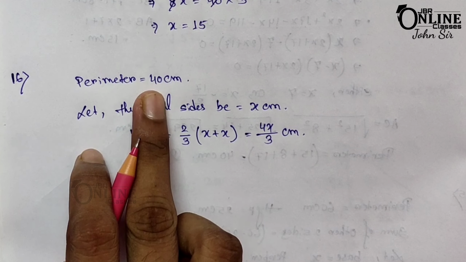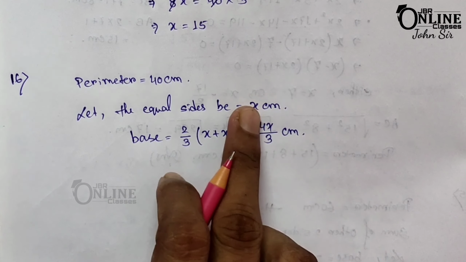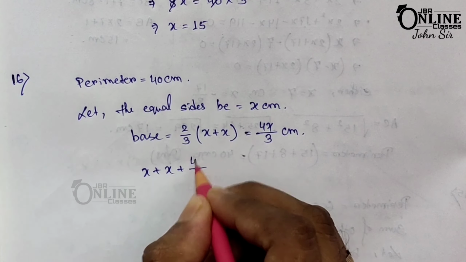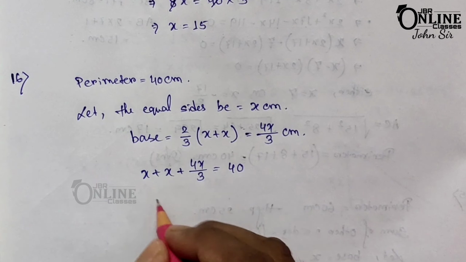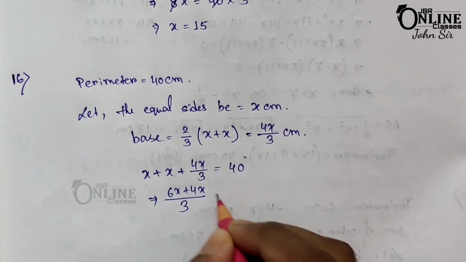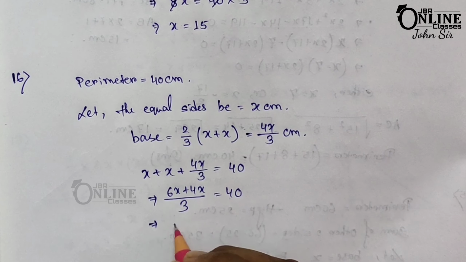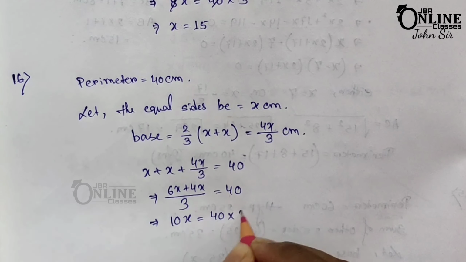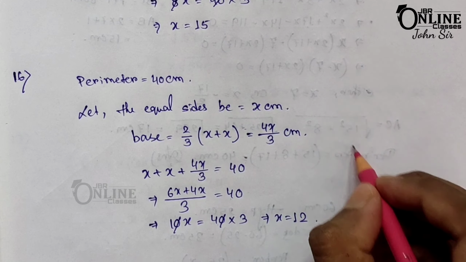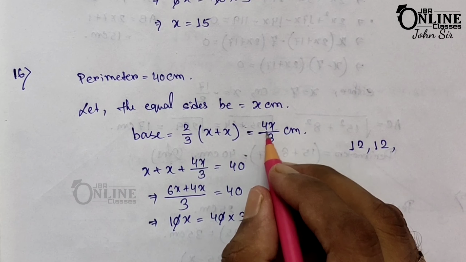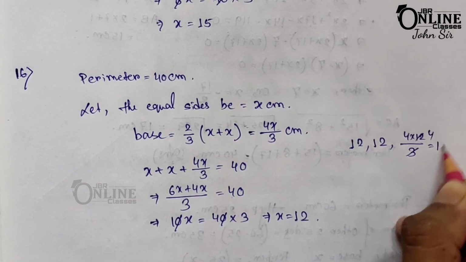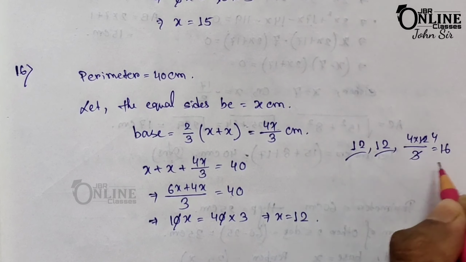And as you know, the perimeter is 40, that means addition of this one and another x, there are two equal sides, so x plus x and this one, so x plus x plus 4x by 3, that equal to 40. So as here 3 is the LCM, 2x into 3, so 6x plus 4x, that equal to 40, and so here 10x equal to 40 into 3, so that means x equal to 12. Okay, so the equal sides are 12 and 12. The third one is 4x by 3, that means 4 into 12 by 3, so it becomes 16. Okay, so three sides are 12, 12 and 16.